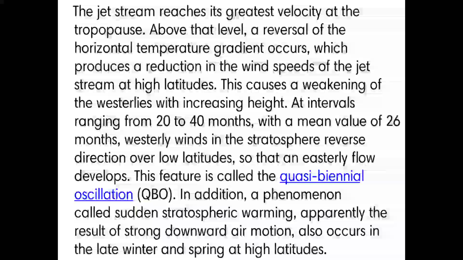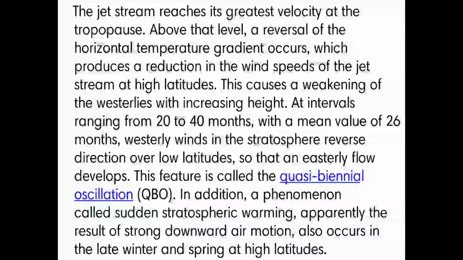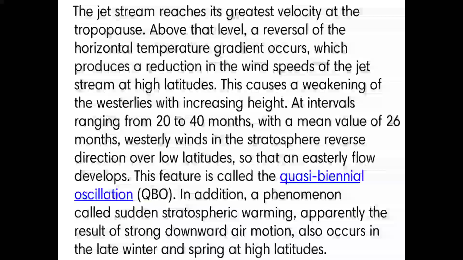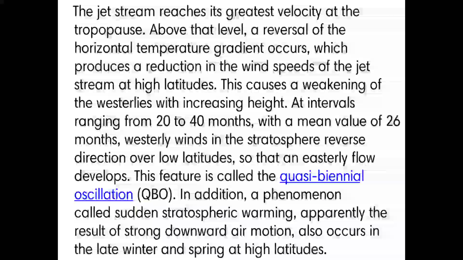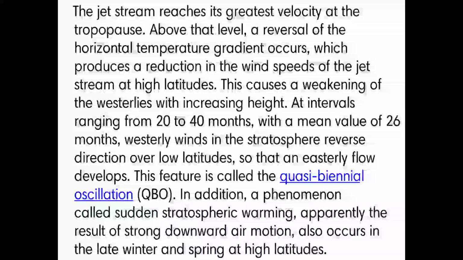Above that level, a reversal of the horizontal temperature gradient occurs, which produces a reduction in the wind speeds of the jet streams of high latitude. This causes a weakening of the westerlies with increasing height, at intervals ranging from 20 to 40 months with a mean value of 26 months. Westerly winds in the stratosphere reverse direction over low latitude so that an easterly flow develops.